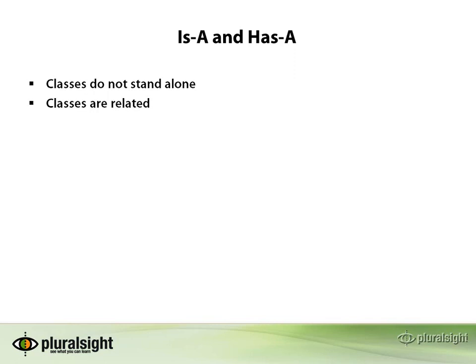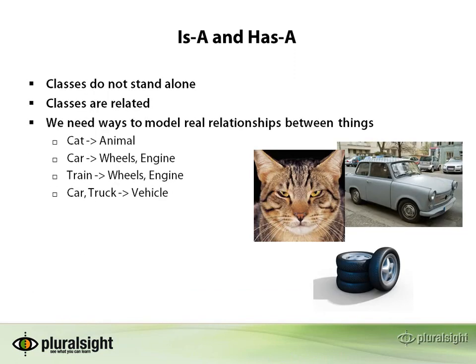Let me give you some examples here. You can see that there are some relationships that we just think about in real life. A cat, it's an animal. A car, well, it has wheels, it has an engine. A train also has wheels and an engine. A car and a truck, they're both vehicles. So you can see how these classes or these objects in real life are related to each other.